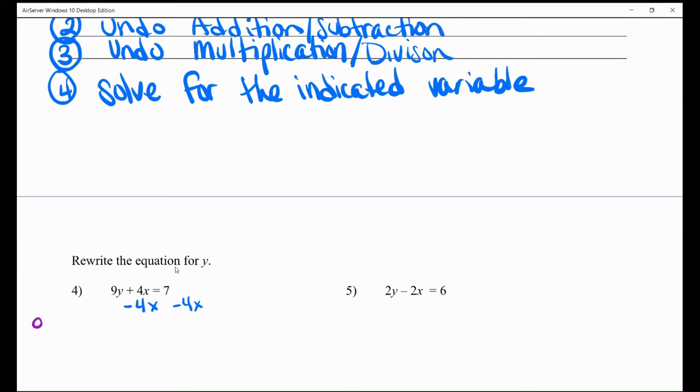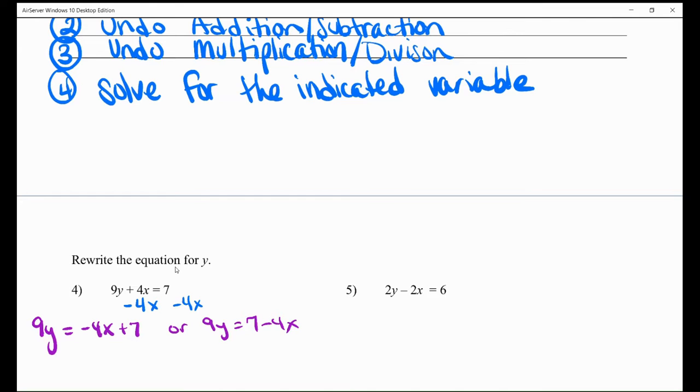So I have 9y equals negative 4x plus 7. Now I always prefer to keep my x term first, but you could write it as 7 minus 4x if you'd rather do that. So that's how we undo the addition subtraction. Now we want to undo the multiplication. So we're multiplying y by 9. So we want to divide both sides by 9.